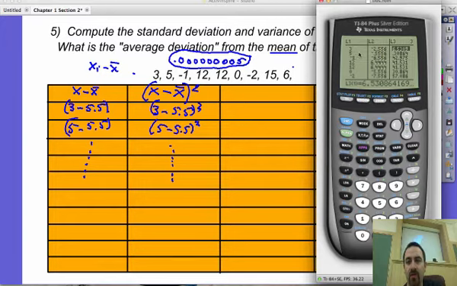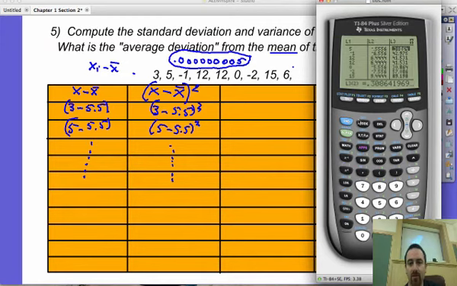So 5.55 minus 3 is going to be negative 2.556, squared, to make it positive, 6.5. 5.55 minus 5 is negative 0.555, squared is 0.30864, and so on. So L3 now, if I scroll through these, I see L3 is my list of squared values. Now I'm going to average those.